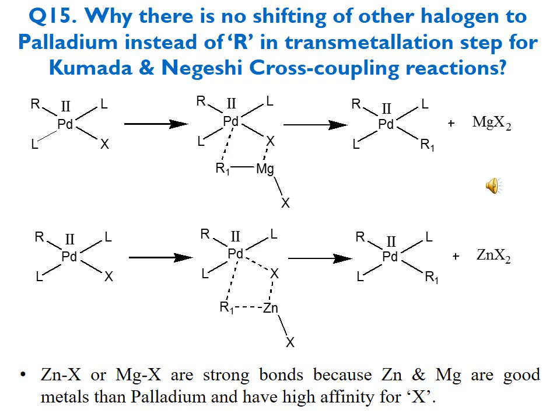This can be explained because Zn-X and Mg-X bonds are strong bonds, because zinc and magnesium are more metallic than palladium, and therefore, due to good metallic character, they have a high affinity for the halide as compared to simple covalent bonding. So X is moving towards the magnesium or zinc, and the R1 group is moving from the magnesium or zinc towards the palladium.